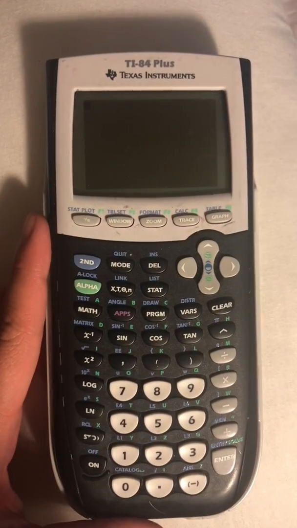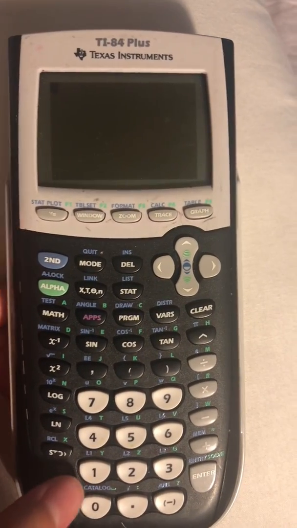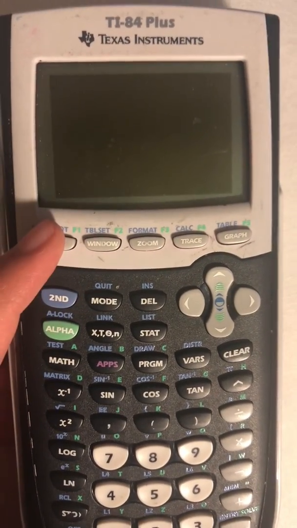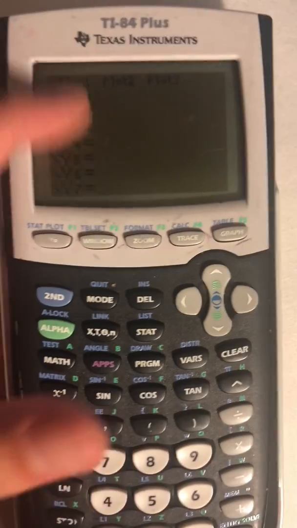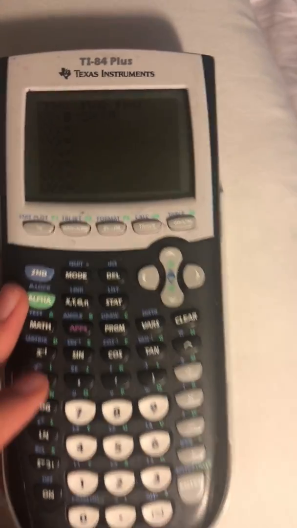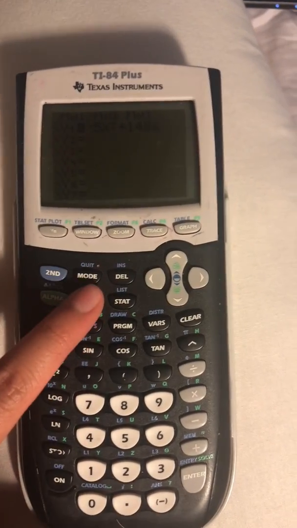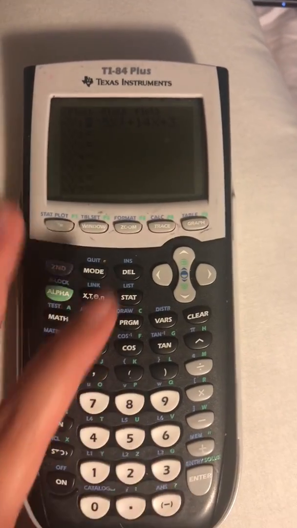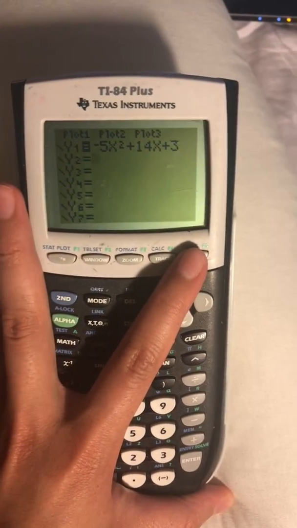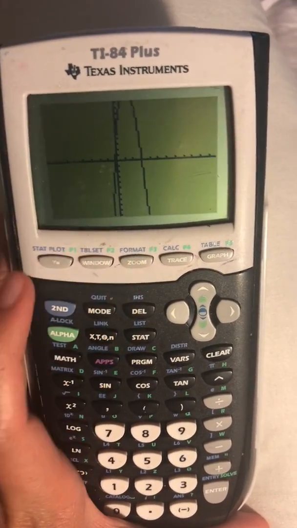Okay, so right now I'm going to show you how to solve a quadratic equation using a table. So first you have to turn on your graphing calculator and then press the y equals button at the top left-hand corner of your calculator. Then this should pop up and then you will need to plug in your equation, negative 5x squared plus 14x plus 3. Then enter and then press graph, which is right here. And then your graph should pop up as so.